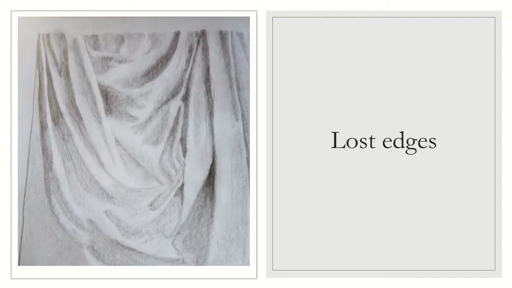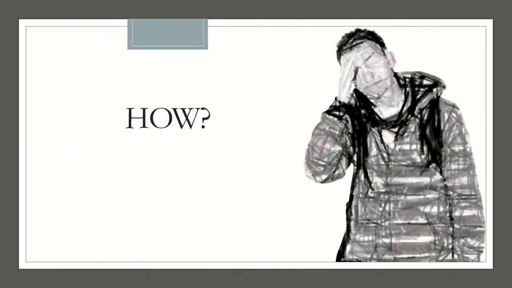Then we get to lost edges. Lost edges are edges that are there, but we can barely see them or not see them at all, although we know they're there. Now, remember that the viewer's brain will fill in those gaps. It's not your job as an artist to fill in the gaps. You draw what you see, nothing more, nothing less. Okay, so let me demonstrate to you quickly how to shade edges.